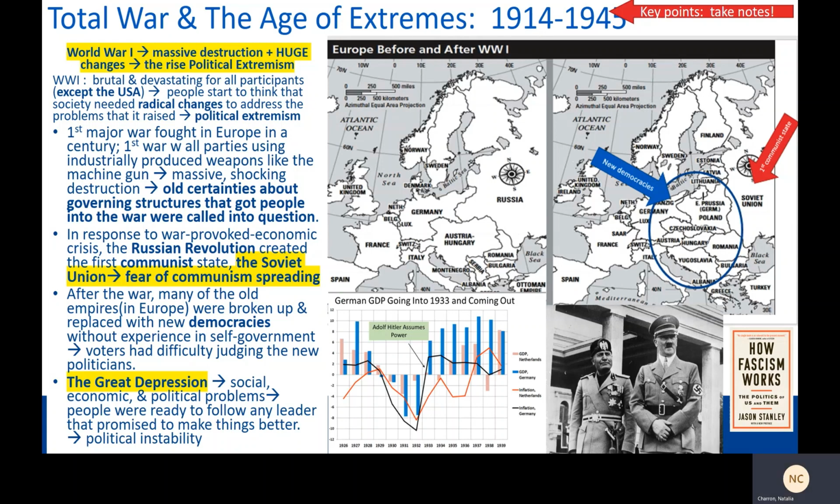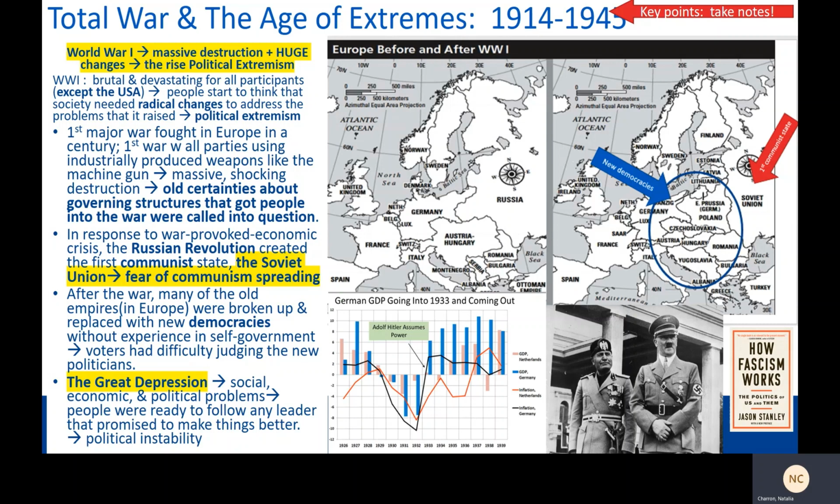World War I was the first major war fought in Europe in a century, and it was the first war with all parties using industrially produced weapons like the machine gun, so the destruction was massive and shocking. And that meant that old certainties about governing structures that got people into the war to begin with were called into question. In other words, if the governments that we have could get us into this mess, maybe they're not the right governments for us.